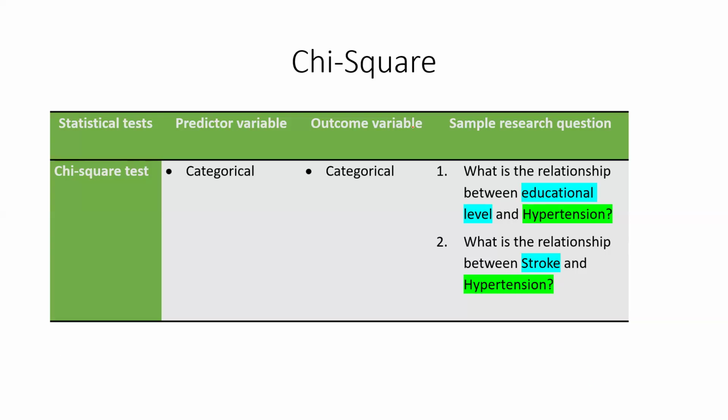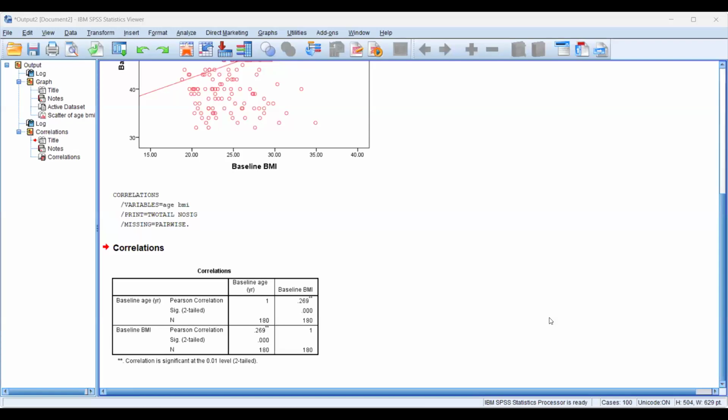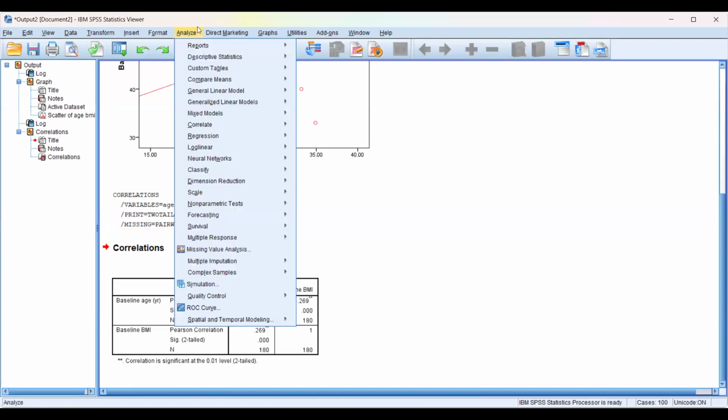So let me stop sharing here and then bring back our SPSS. Great. So I go to analyze. I'm not going back to the data set again because I realize that I have to close this window to go to the data set. So I'm just trying to go through the output page to save us time. So I go to analyze. What am I trying to do? I'm trying to do chi-square.